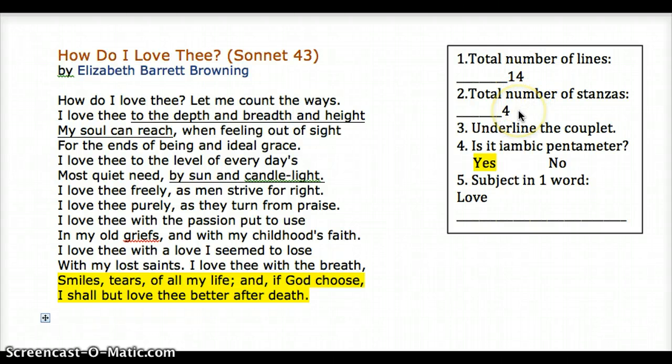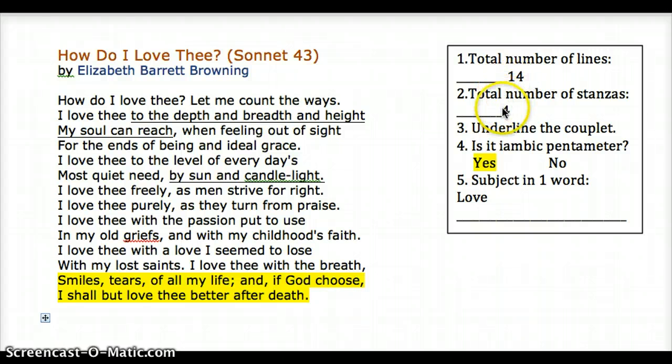There are 4 stanzas, and we determined that based on the rhyme scheme. A, B, B, A. This one's a little different. A, B, B, A. And then it goes A, B, and this is a sight rhyme. It looks like it rhymes. It's not perfect. And then the couplet continues the rhyming pattern, but here's the couplet at the end.